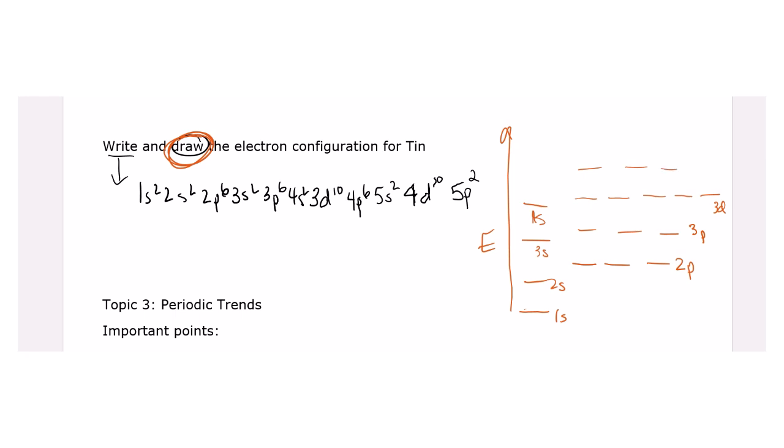I can't draw 3d10. I ran out of room. 4p. Yep. And then we go to 5s. And then we go to 4d10, 4d, and then we go to 5p. Okay, do you remember how to put electrons in here? What do they look like? Arrows. So we fill Sunny first with 2 arrows going opposite spin. Okay, and then we fill them all the way up. So to draw it, you probably have to write it out first. Does that make sense? Okay.